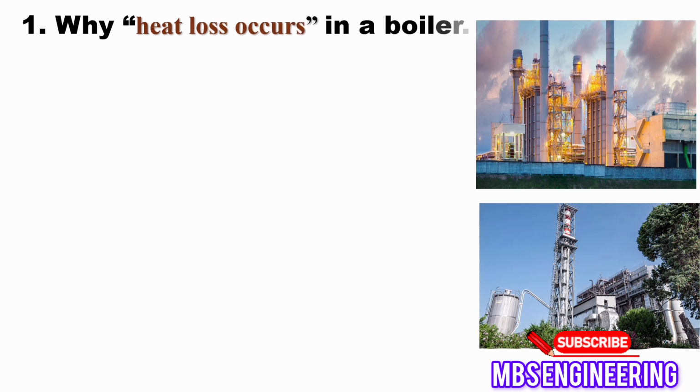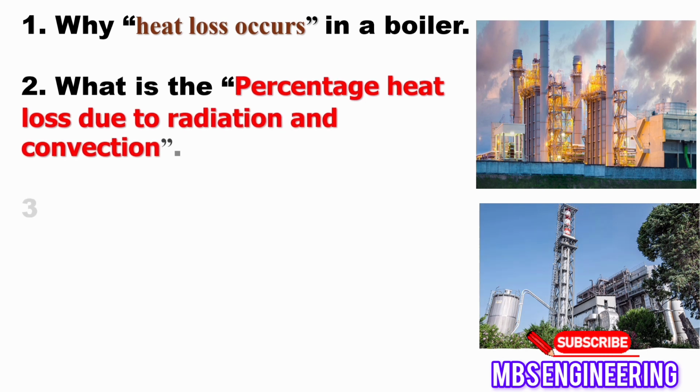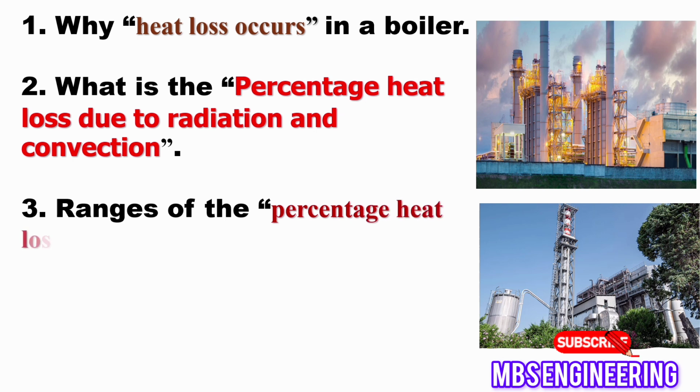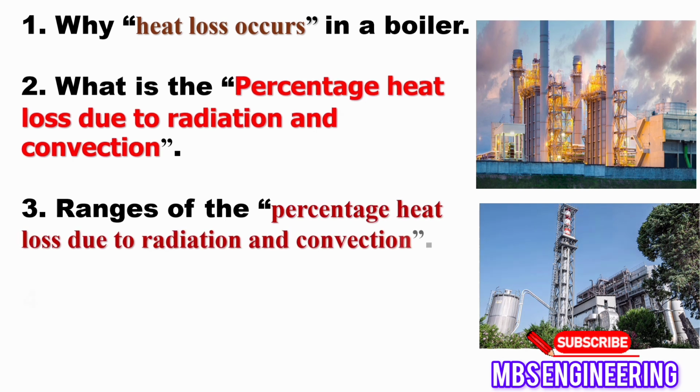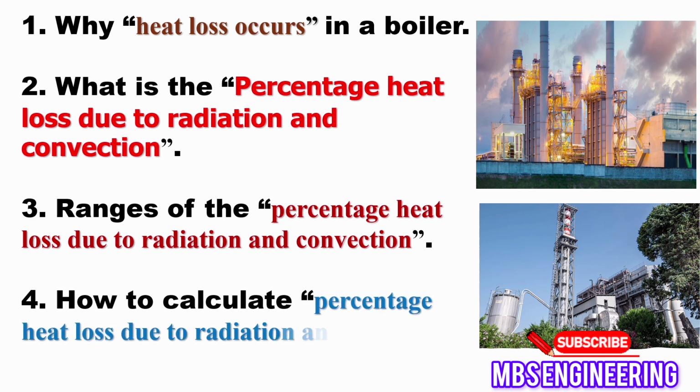The first topic is why heat loss occurs in a boiler. Next, the second topic is what is the percentage heat loss due to radiation and convection. Next, the third topic is ranges of the percentage heat loss due to radiation and convection. And finally, the fourth topic is how to calculate the percentage heat loss due to radiation and convection. We will cover the above topics in the upcoming slides.